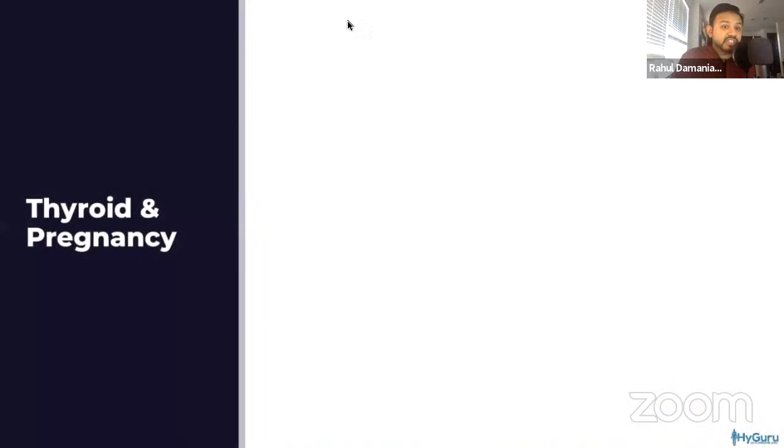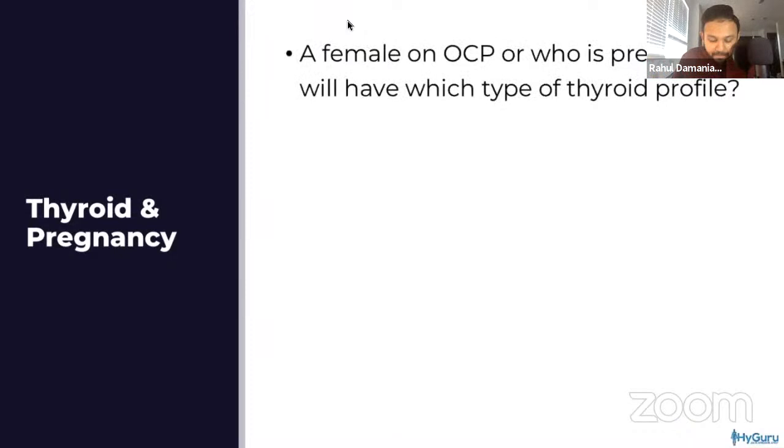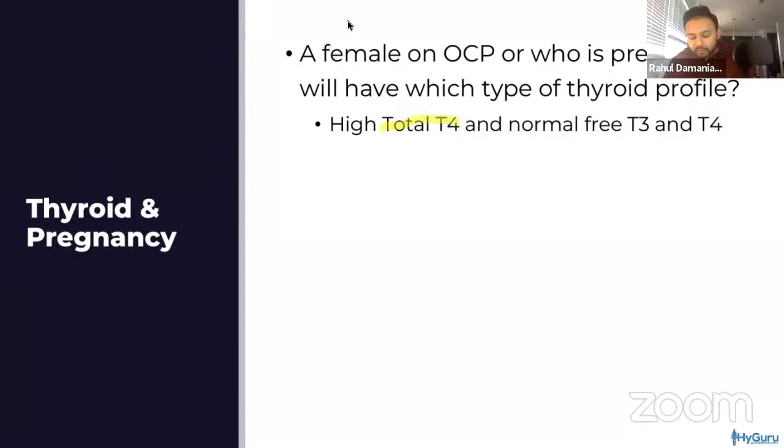Let's go ahead and talk about another high-yield concept that comes up on many exams, and that is the relationship between pregnancy, i.e. high estrogen states, and thyroid. Remember that pregnancy can also be mimicked by a patient on your exam taking oral contraceptive pills. It's going to be the same type of vignette. So what they will ask you is a female on OCPs or who is pregnant will have which type of thyroid profile? And that is going to be a high total T4, but a normal free T3 and T4.